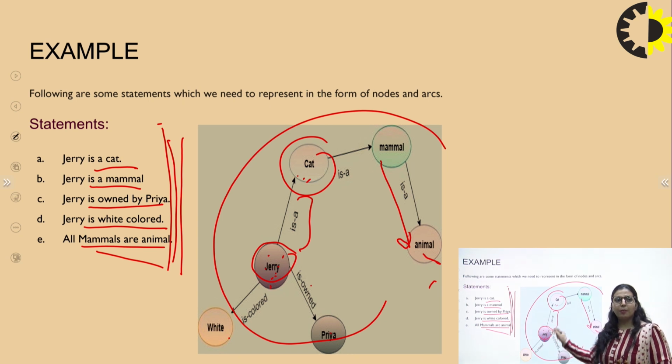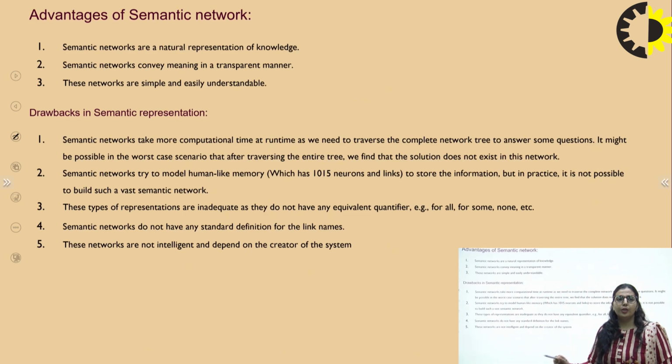We are talking about Jerry and all the things are associated with Jerry only. So it is easy to understand and easy to represent natural knowledge. If we are talking about any single object, then it is the best way to represent that object.